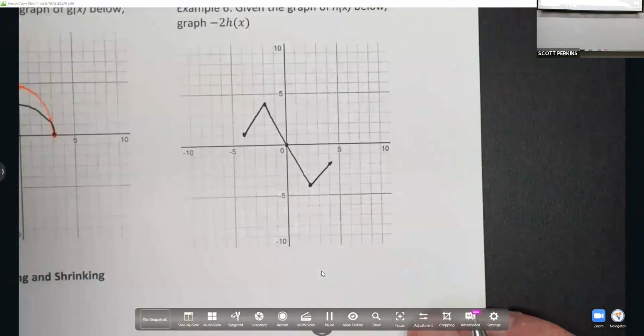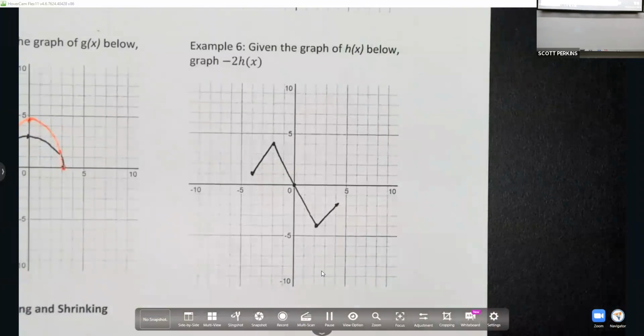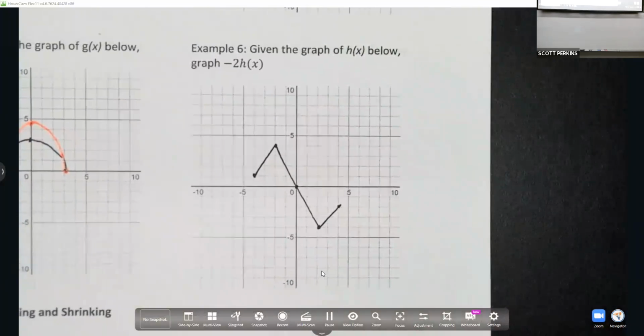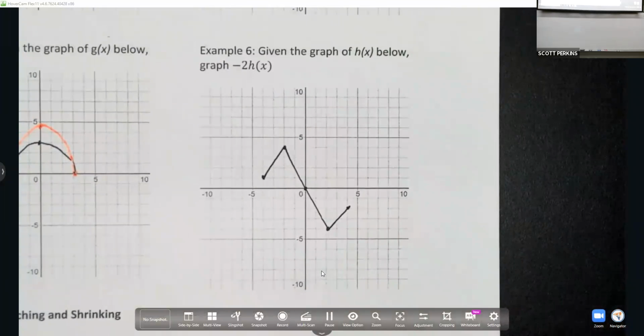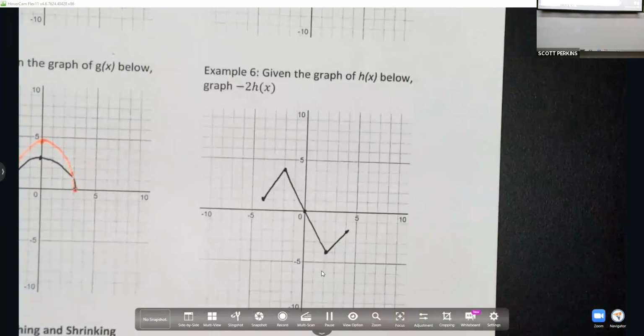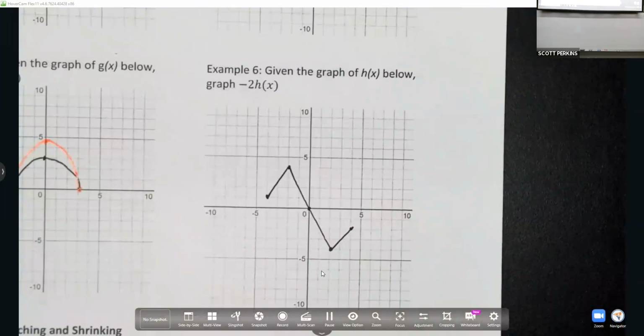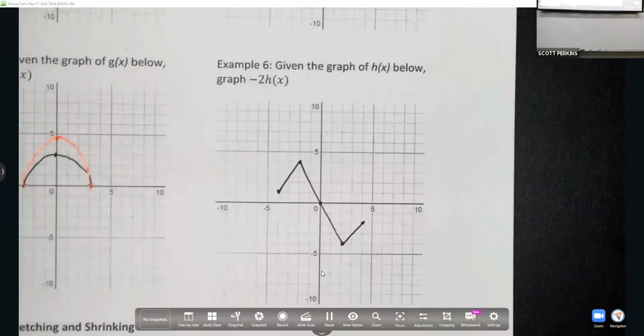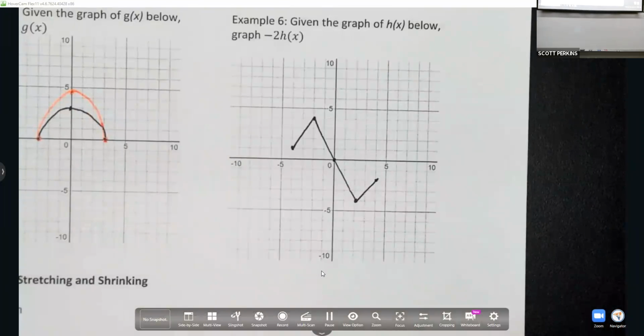One more. New function, h of x, with some extra points. Not everything is 0 on this one, so it makes it a little more fun. Multiply all the y values there by -2. We're going to talk a little bit more about negatives later in the class, but it doesn't change your process at all.